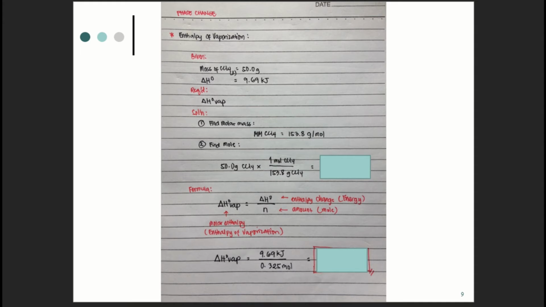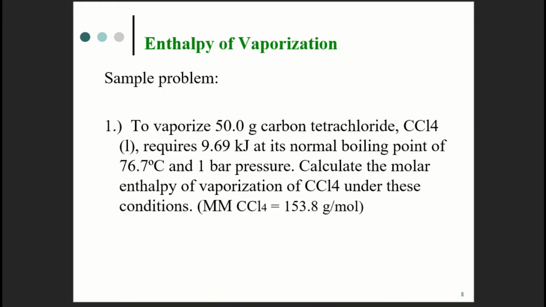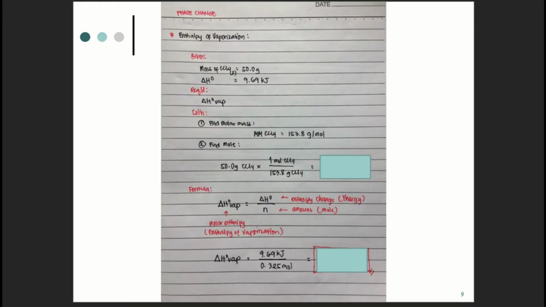The solution is, first we need to find the molar mass. If it's not given, you have to find the molar mass first. But since the problem gave us the molar mass, if you look back here, the molar mass is already given. It's written there: 153.8 grams per mole.